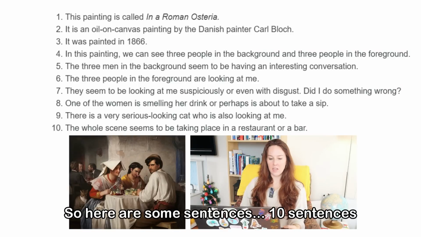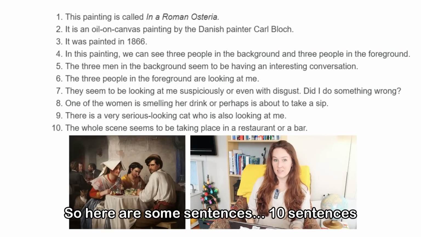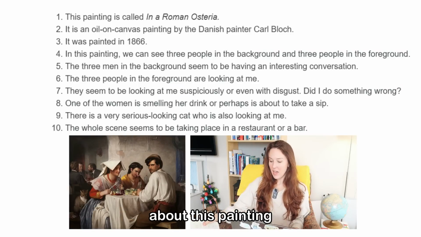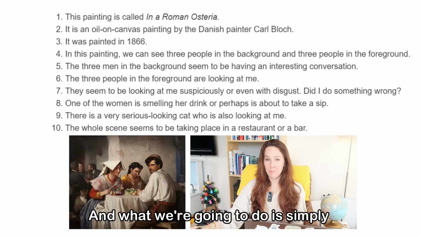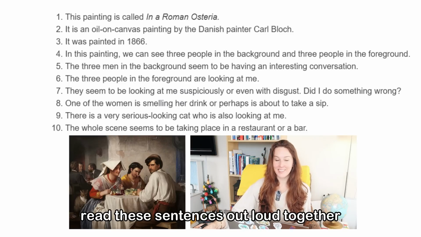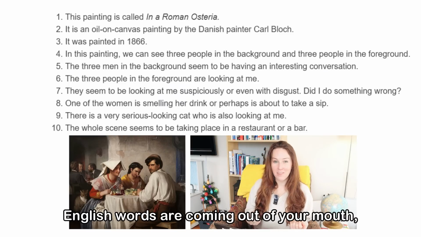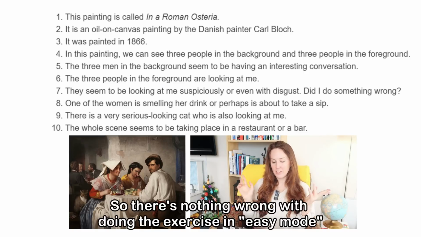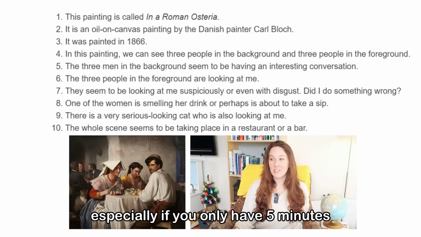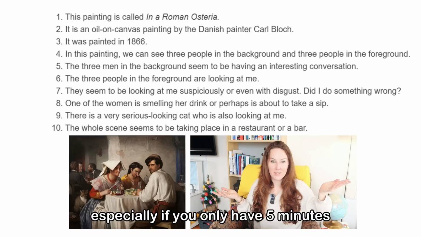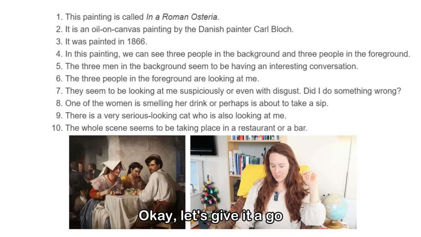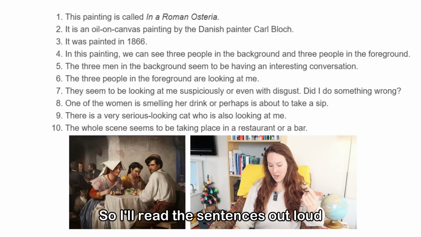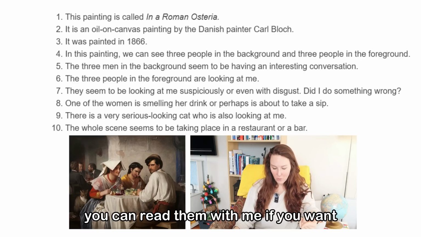So here are some sentences, 10 sentences about this painting. And what we're going to do is simply read these sentences out loud together. English words are coming out of your mouth. You're working on your pronunciation and your vocabulary. So there's nothing wrong with doing the exercise in easy mode, especially if you only have 5 minutes. Okay, let's give it a go. So I'll read the sentences out loud. You can read them with me if you want.